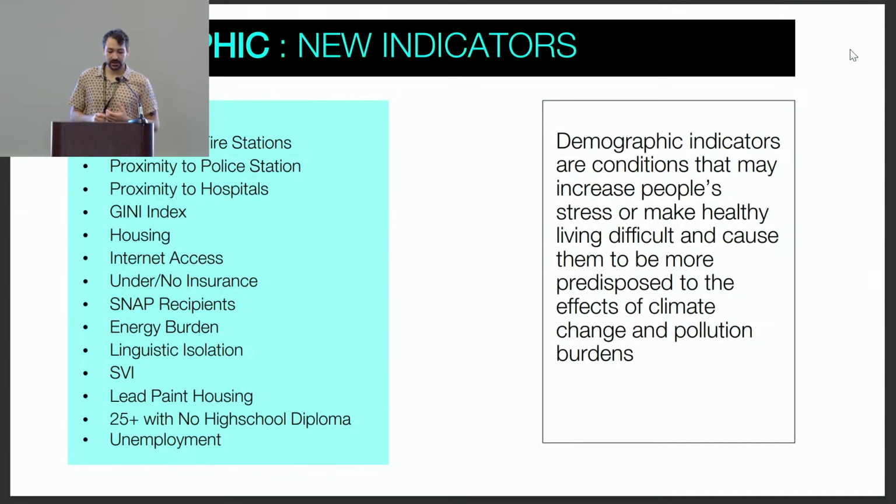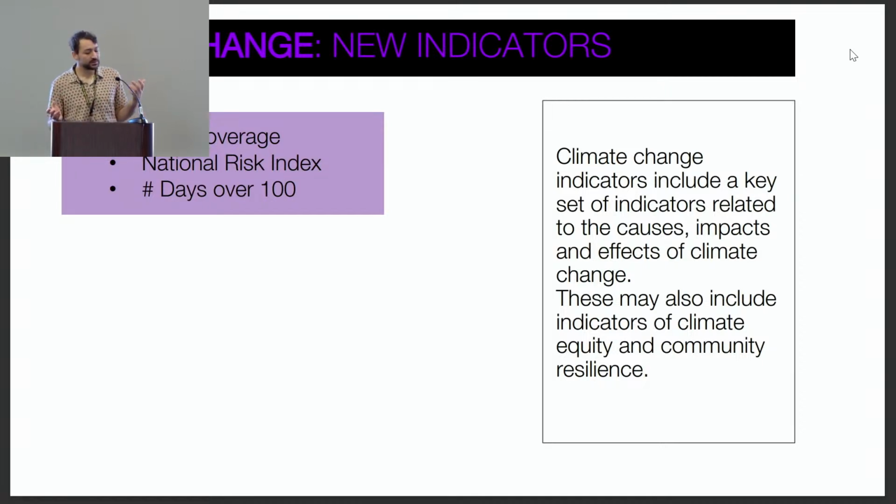And then demographic indicators encompass both demographics and socioeconomic characteristics. We looked at things like education, healthcare, proximity to public services, so these are your fire trucks and your hospitals and so forth. We also looked at things like linguistic isolation and energy burden. Things that are a bit more amorphous but still have a very defined impact on people's general environmental burden. Next slide, please.